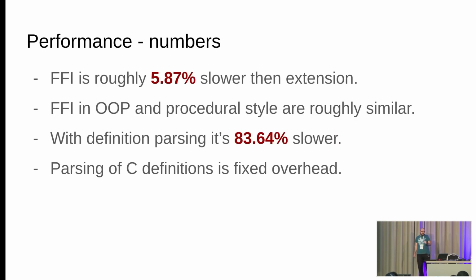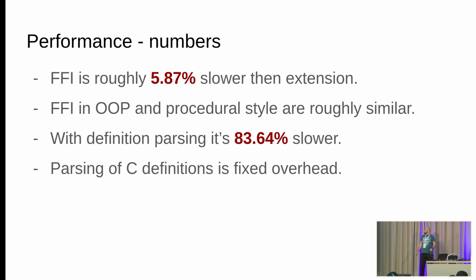And in absolute numbers, it's around 6%. So FFI is roughly 6% slower. What is kind of interesting is that if I wrap FFI in objects, the performance is still similar to procedural style, which is kind of good, honestly. The definition parsing adds this huge number, but this is a fixed overhead. So this won't change when you call FFI multiple times. So this is a fixed price.